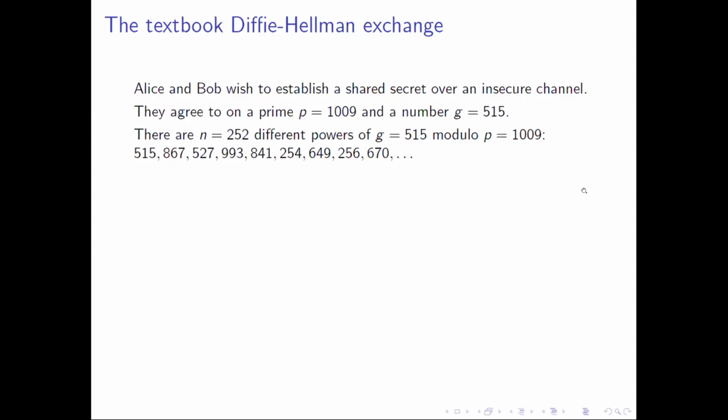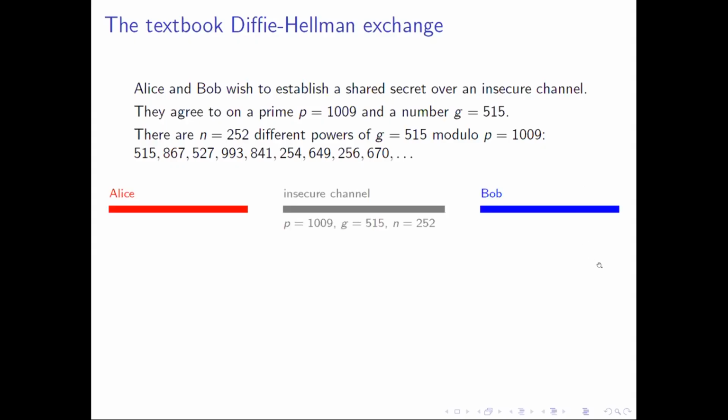If you look at the communication of Alice and Bob, they're communicating over an insecure channel. They agree on the prime, some number, and there are 252 different powers of that number. What Alice and Bob can do is choose some of the powers. So Alice chooses the 113th power, Bob chooses the 89th power.